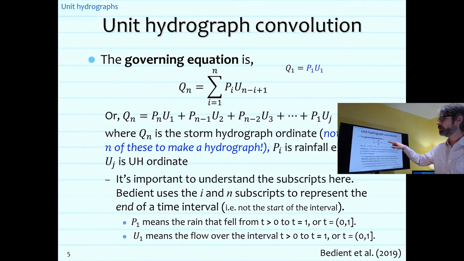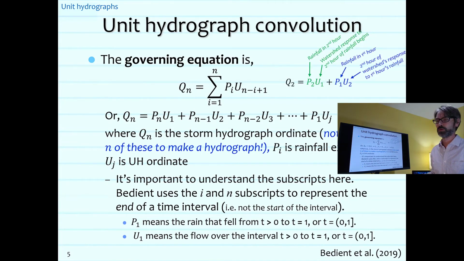Okay, so if we sub in a value of n equals 1, we get this very simple equation. So the flow in the first hour is the precipitation that occurred in the first hour times the unit hydrograph height for that first hour. The rainfall in the first hour is P1, and U1 is the watershed response to the first hour of the rainfall. If we go to the second hour, then Q2 is equal to P2 U1 plus P1 U2. So what do these two terms mean?